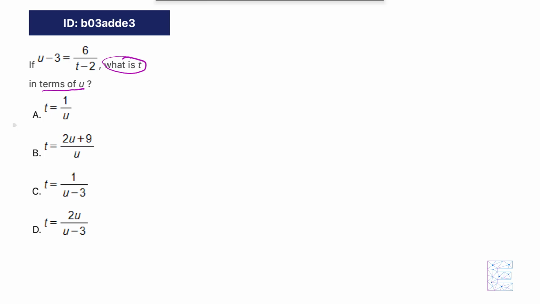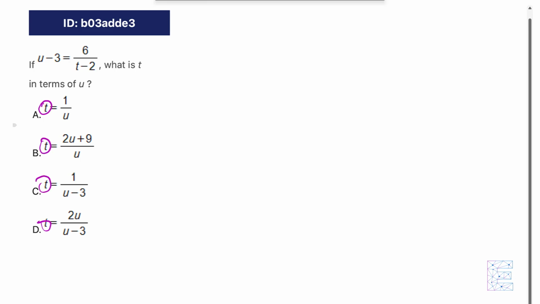And if you're not sure what the question is asking you for, glance at the answer choices. They will clue you in on what's being asked of you. So see, all of them start with t, which tells you need to get t by itself in the given equation. So let's get to work.